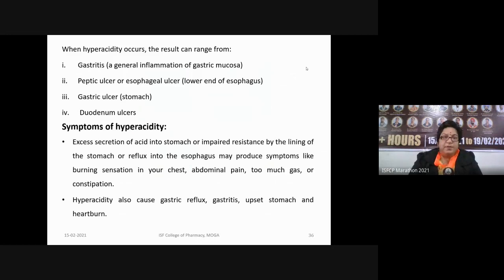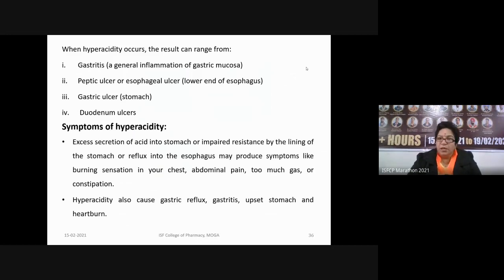Symptoms क्या होते हैं hyperacidity के? Number one, excess secretion of acid into the stomach or impaired resistance by the lining of the stomach or reflux into the esophagus may produce symptoms like burning sensation. बहुत जलन हो रही है, हार्ट बर्न हो रहा है, चेस्ट में बर्न होना, एब्डोमिनल पेन होना, पेट में दर्द है, कई बार तो इसको एपिगैस्ट्रिक पेन भी बोलते हैं, पता ही नहीं चलता क्या हो रहा है. So it is the heartburn or the burning sensation in the chest, abdominal pain, too much gas, or ultimately can also lead to constipation.